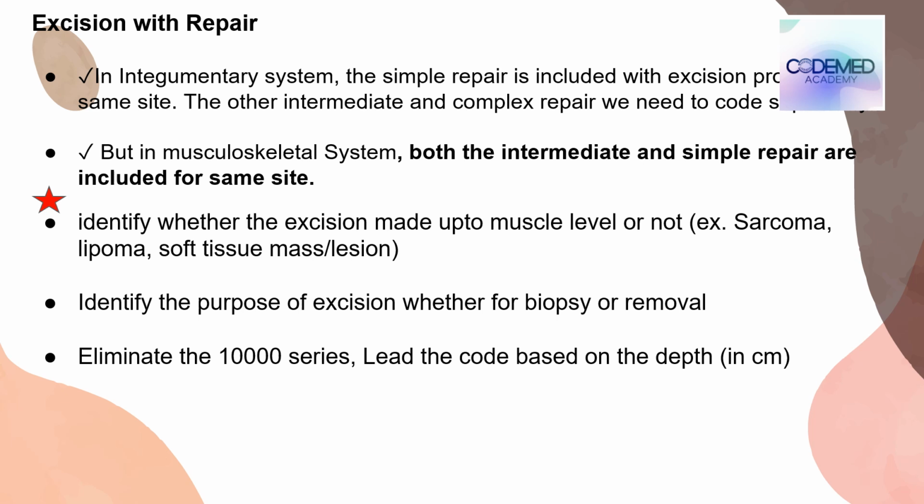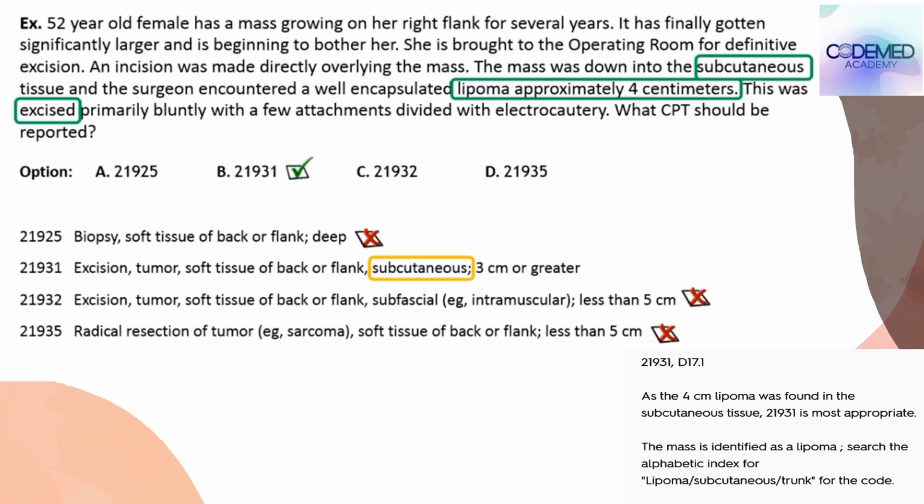Identify whether the excision is made up to the muscle level or not, because if it is not up to the muscle level, we can always code from the integumentary system. Identify the purpose of the excision, whether for biopsy or removal, and eliminate the 10,000 series. Select the code based on the depth. The more the depth, the more it comes into the musculoskeletal system. As simple as that. So let us take one example where they will test this guideline.